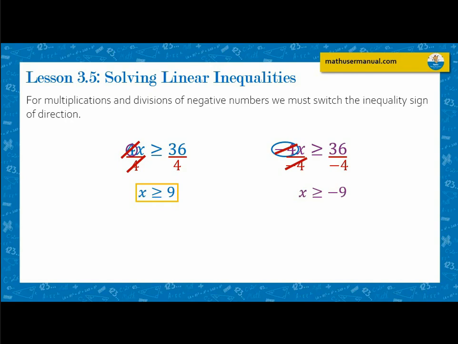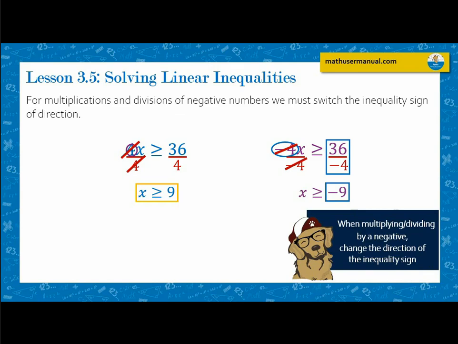But the problem is not over here, because we just divided by negative 4, and by dividing by negative 4, we changed the sign. We started with a positive 36 and ended with a negative 9. So this is the rule we must remember: every time we multiply or divide by a negative, the direction of the inequality sign must be changed.